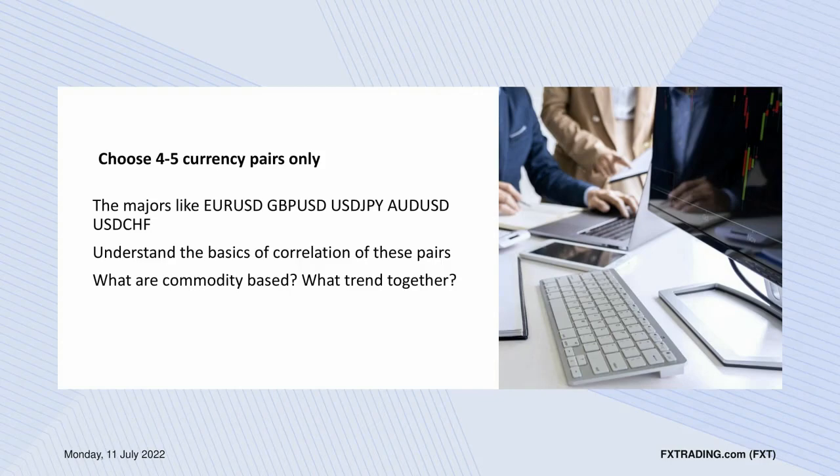And also, what are the commodity-based pairs versus the safe havens, and really what trends together? For instance, a commodity-based pair is the Australian dollar. It's a major commodity-based currency. Things like that are really important. And you initially might think, if you're new to the markets, well, I don't want to complicate things too much. And that is correct. You want to keep things nice and simple. But understanding commodity-based currencies and safe haven-based currencies is really important.